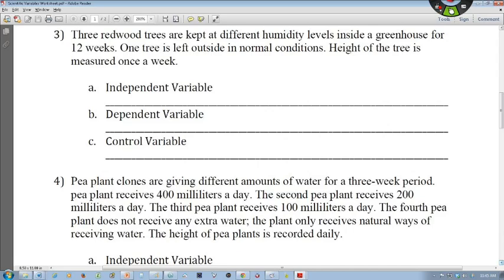Okay, so again, we've got some control variables and some independent and dependent variables here. So we've got our redwood trees. They're kept at, and then that word different right there is a key word, different humidity levels inside a greenhouse for 12 weeks, so some time there. 1 tree is left outside in normal conditions, and then the height of the tree is measured once a week.